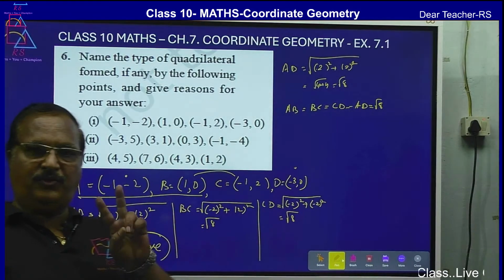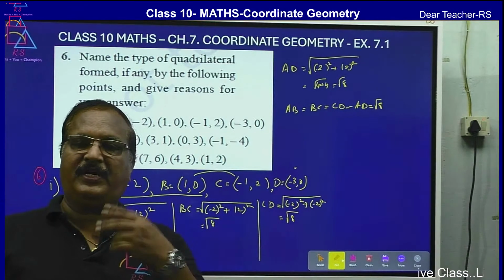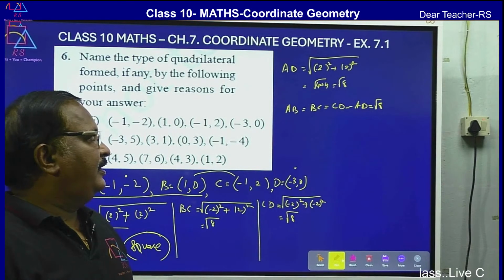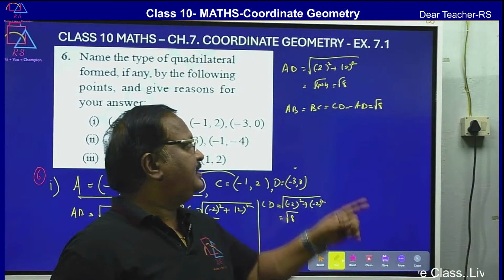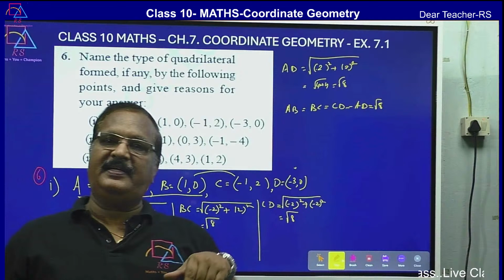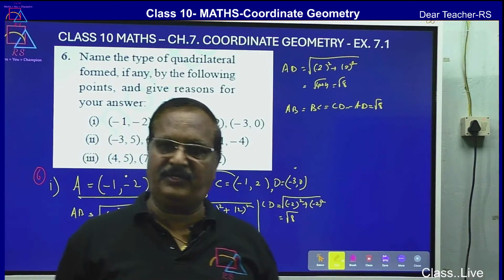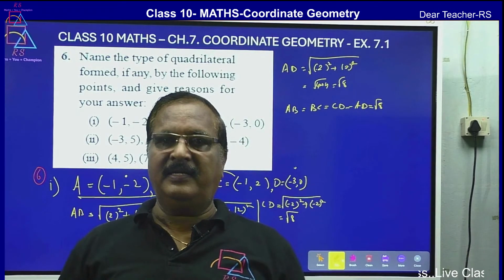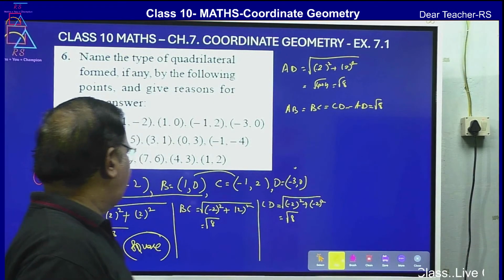A square has two conditions. If you satisfy both conditions, then you can decide it is a square. If you go with only one condition, it will be a rhombus. So what is the second condition? In my previous class I told you: the second condition is that in a square the diagonals are also equal. So what will be the diagonals?